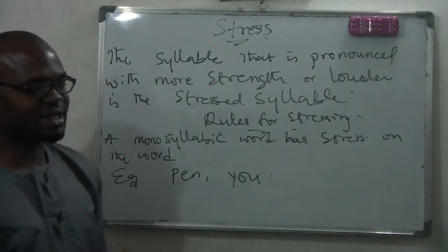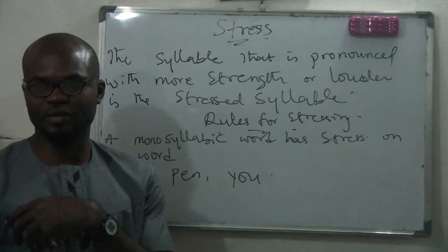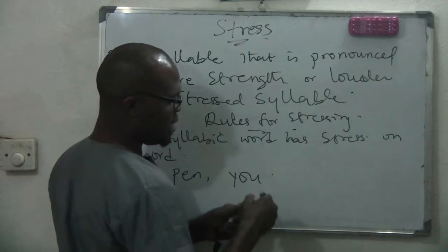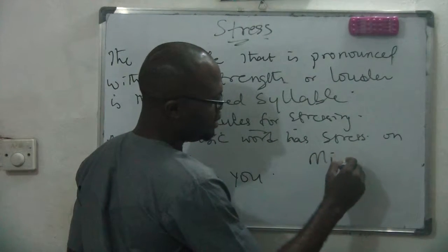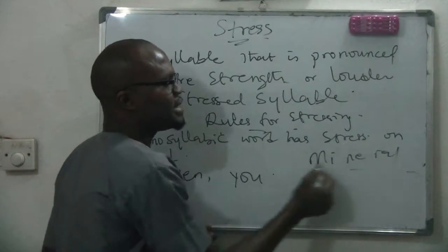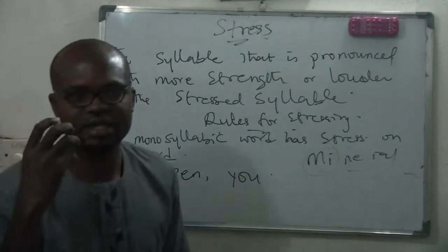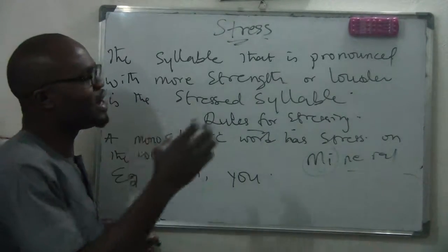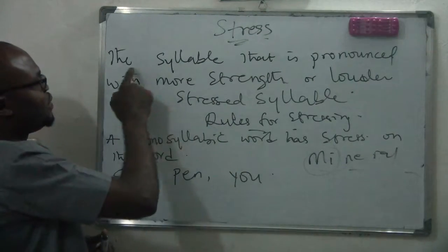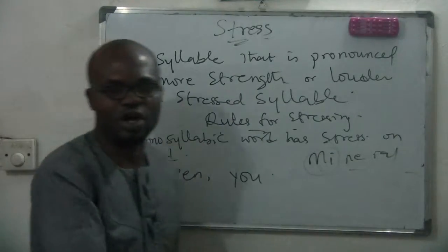That's a syllable. I would say some words are monosyllabic, some are bisyllabic, isn't it? Some contain even up to four or five syllables. Example, when we say mineral, how many syllables are in mineral? Three syllables. So which of these syllables is the one that contains the stress? Which of these syllables do we pronounce louder when we say mineral? Whichever sounds louder is the one with the word stress. The syllable that is pronounced with more strength or louder is the stressed syllable.